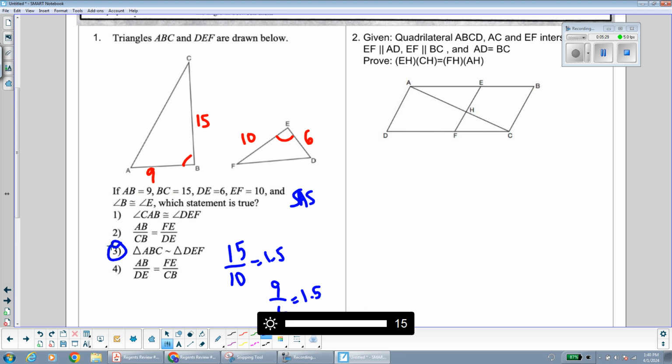If you were confused about 2 or 4, it probably just doesn't have the corresponding parts listed correctly. So I can already see here in number 2, AB and FE don't correspond, so that's not good. And I can see in number 4, let's check out why 4 is wrong. Give me 1 second.